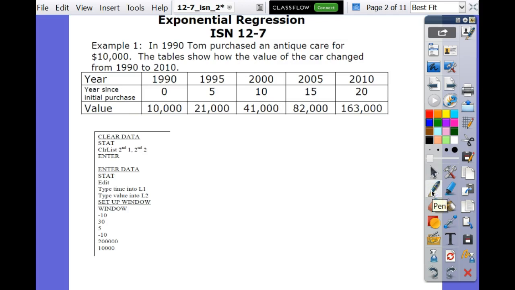Now, we're not going to do it. We're going to let the calculator do it for us. So you should like this. The calculator gets to do all the work.